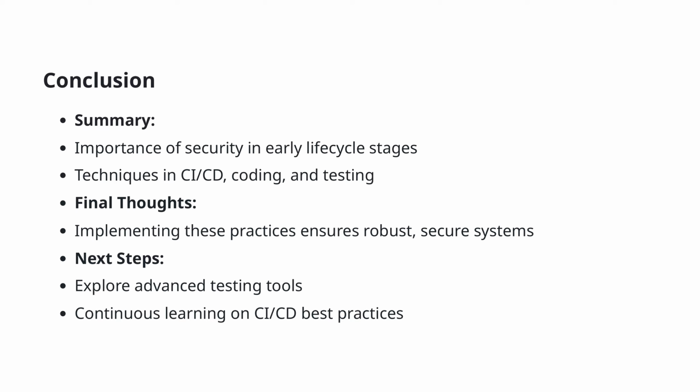In conclusion, we've discussed the importance of incorporating security measures in the early stages of the software development lifecycle. We've highlighted key techniques for enhancing security through continuous integration, continuous deployment, CI/CD, effective coding practices, and comprehensive testing strategies. It's crucial to understand that by embedding these practices early on, we can develop robust and secure systems. The next steps involve diving deeper into advanced testing tools and committing to continuous learning to stay updated on CI/CD best practices. By following these guidelines, we can ensure our systems remain resilient and secure against vulnerabilities.